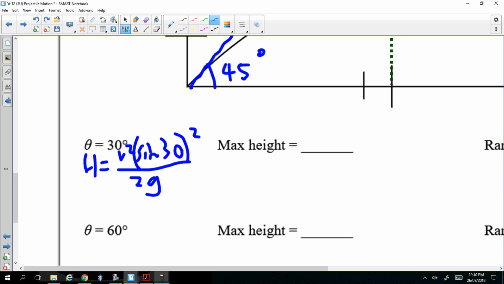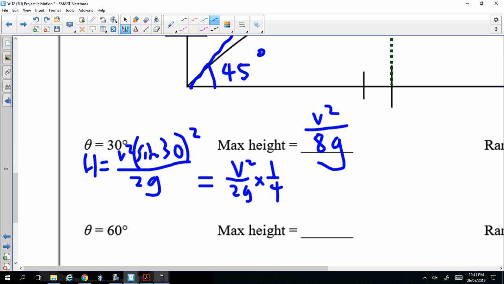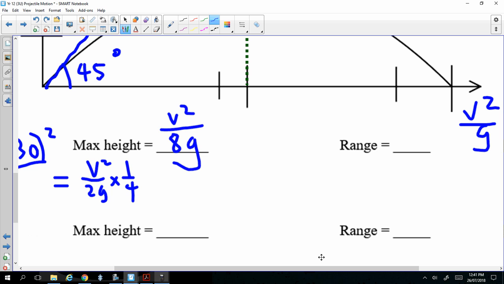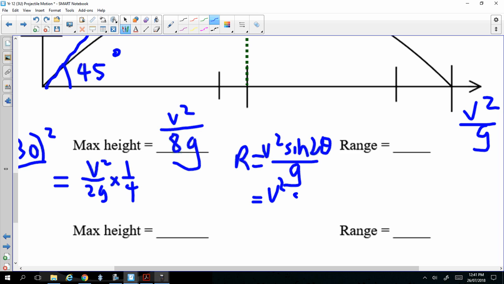Let's work out the range. The formula for range is v squared sine 2 theta over g. Then you put in 30 degrees, and you get v squared sine 60 over g. Sine 60 is root 3 over 2. So you get v squared root 3 over 2g. Let's fill in this information.